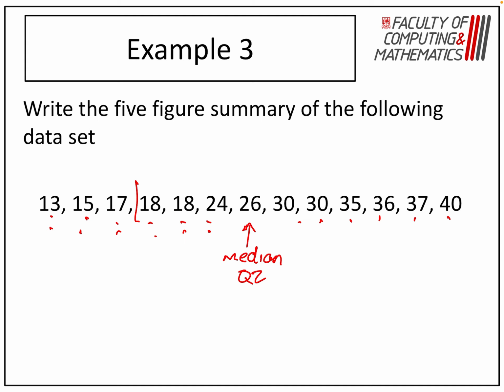Our middle value is going to be in between the 17 and 18. So halfway between them is 17.5. So quartile 1 is 17.5. We do again the same for the second half of the data. So we'll have our 30, 40, 30, 37, and it is in between here. In between 35 and 36, halfway there, would give me 35.5.